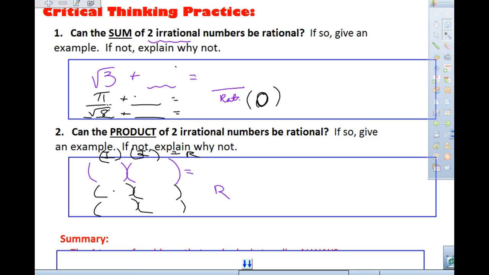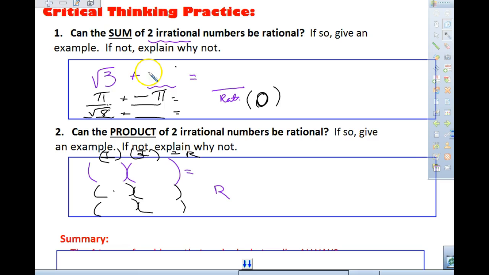All right. Jacob, did you guys come up with something for the first one? Yeah. Pi plus negative pi. Pi plus negative pi equals 0. Do you agree? Okay. Do you have another one for the square root 3 then?